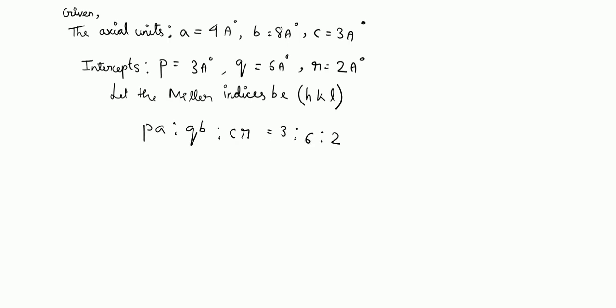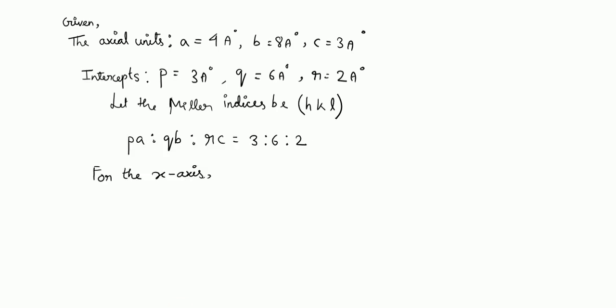Now we will calculate the Miller indices for each axis. So for x-axis we have P equals the intercept along x, which is 3, divided by the axis length, which is 4. Similarly for y-axis we have Q equals 6 by 8, which we can write as 3 by 4 by simplifying. Now similarly for z-axis we have R equals 2 by 3.